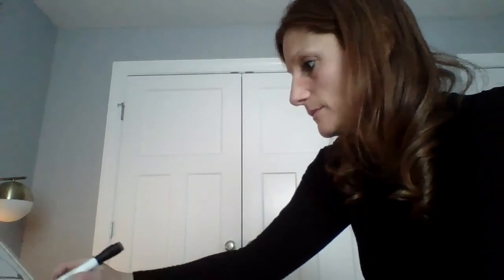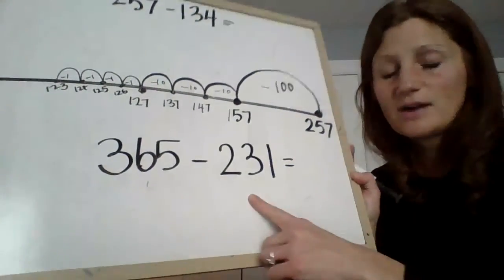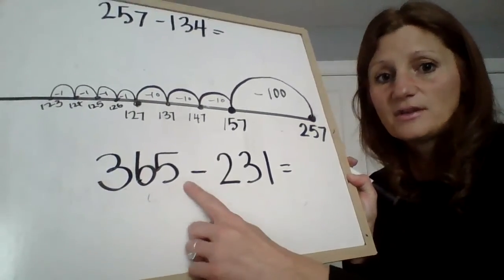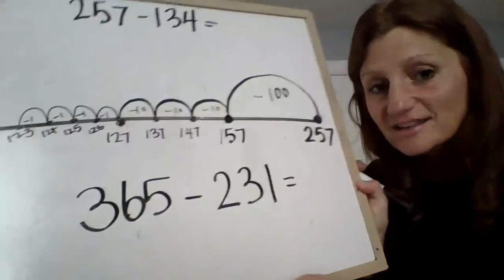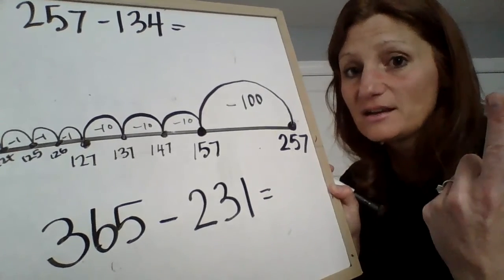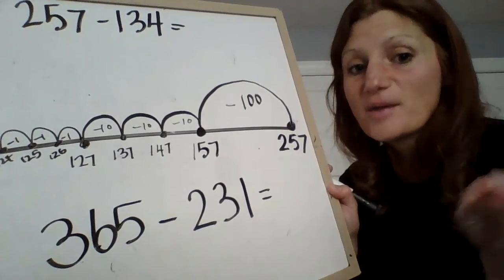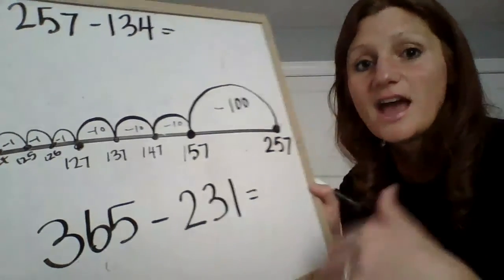So here's a problem that I want you to try at home. I want you to get a piece of paper and write this problem down. 365 minus 231. And I want you to try this at home. I want you to try a couple of different strategies: a base 10 pick, towers, a number line, or a traditional algorithm. Pick 2 of those out of the strategies I've shown you today and just give 2 of them a try, okay?